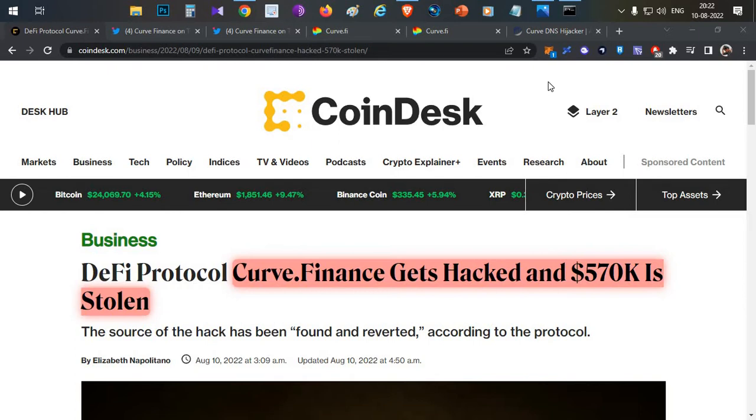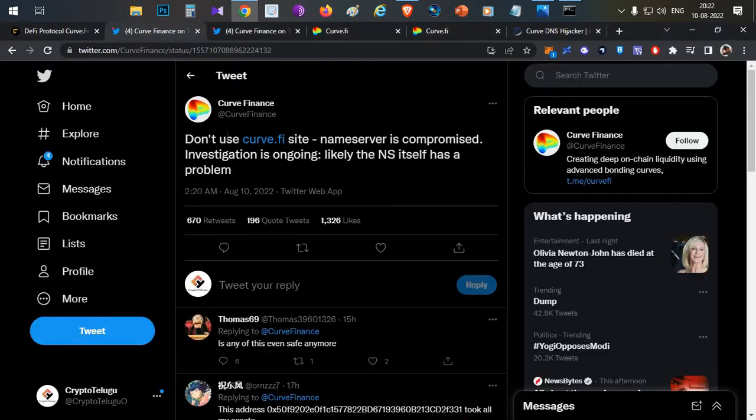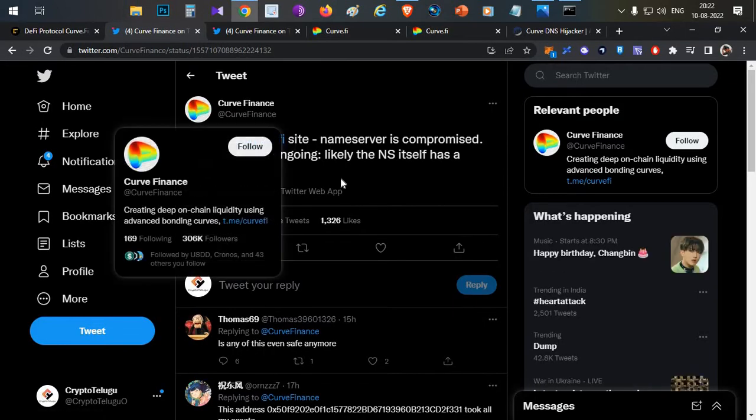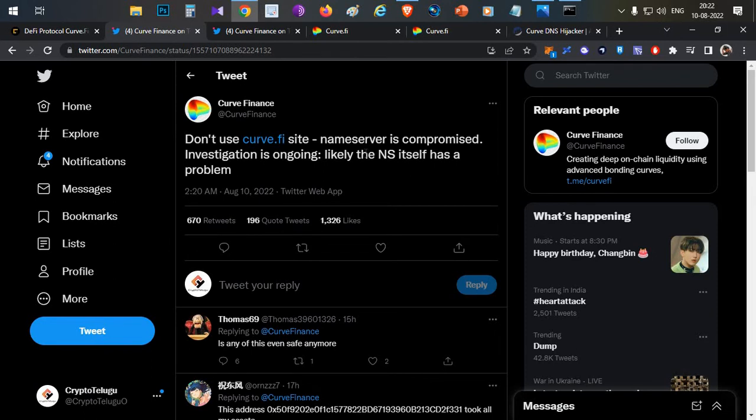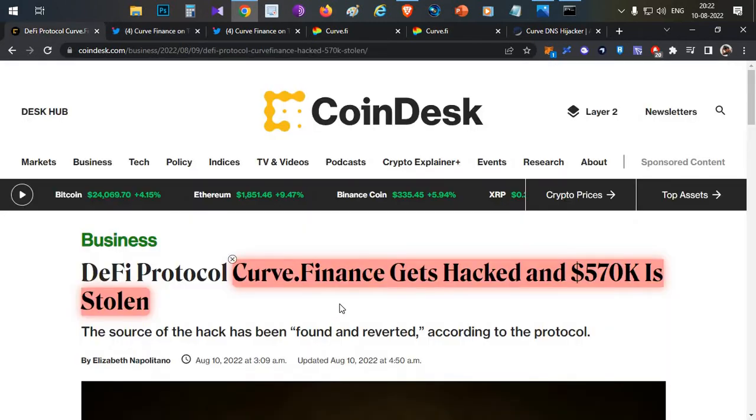So hi guys, in today's video we'll talk about Curve.finance getting hacked for $570,000. If you see the official website and the official Twitter of Curve.finance, they have mentioned that their website is having some issue with the naming server. In this video we'll talk about everything regarding this particular hack and how it happened. Actually, this was a DNS spoofing attack. We'll discuss what exactly a DNS spoofing attack is and how Curve.finance got exploited.